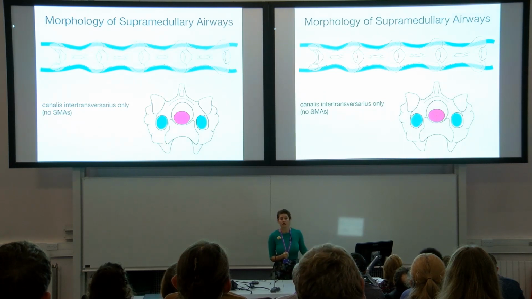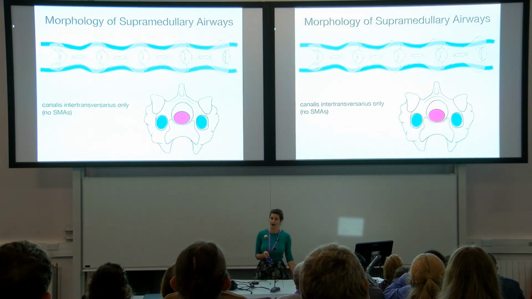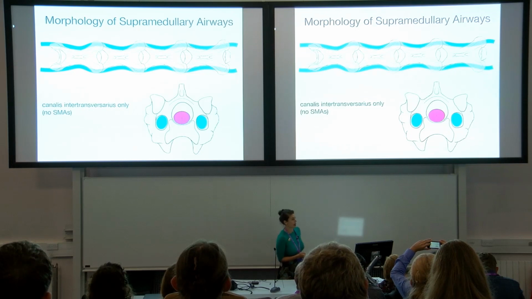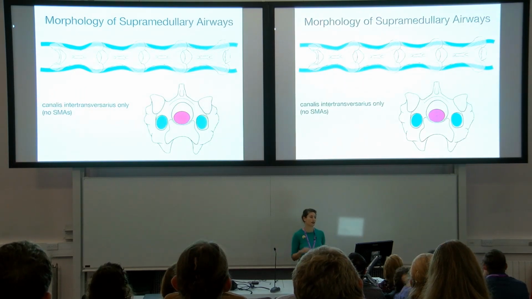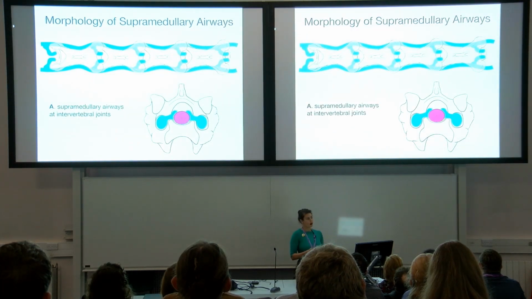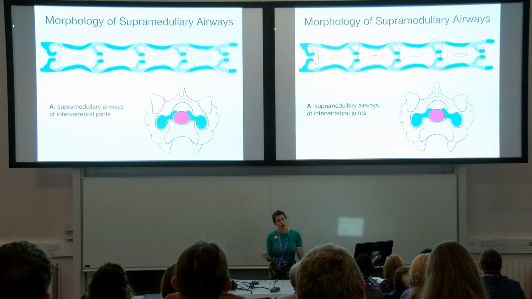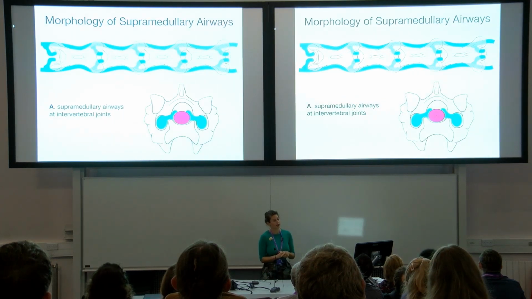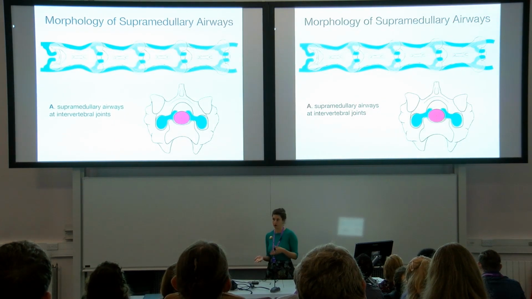This is what vertebral diverticula look like in a bird that lacks supramedullary airways. So here we're only seeing the intertransverse canals. And you can see also in that lower diagram that in the cervicals, they're actually running through the transverse canals with the vertebral artery, which is pretty cool. One variant we saw was where there were just small diverticular branches contacting the spinal cord at intervertebral joints.